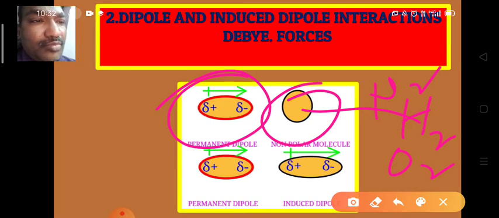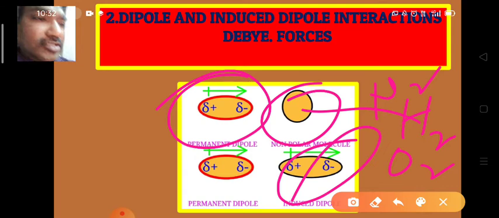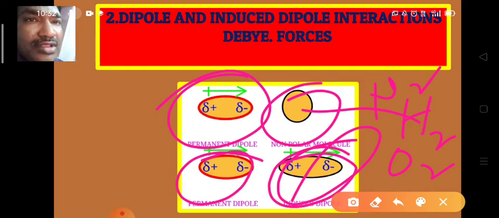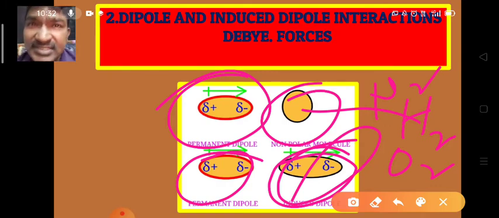The newly born dipoles here are called the induced dipoles. And now the attractions begin to operate between the permanent dipoles and the newly formed induced dipoles. That's why such attractions are called dipole and induced dipole interactions. Due to these attractions only, gases are able to dissolve in water. Water molecules are permanent dipoles.